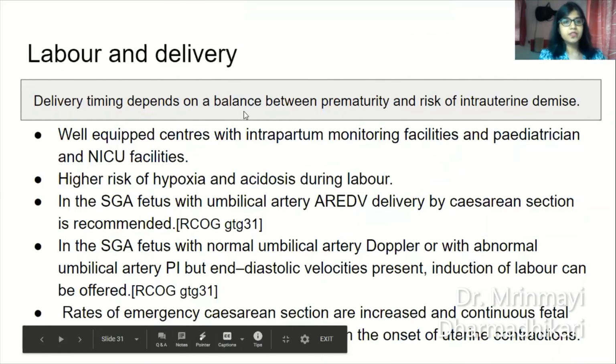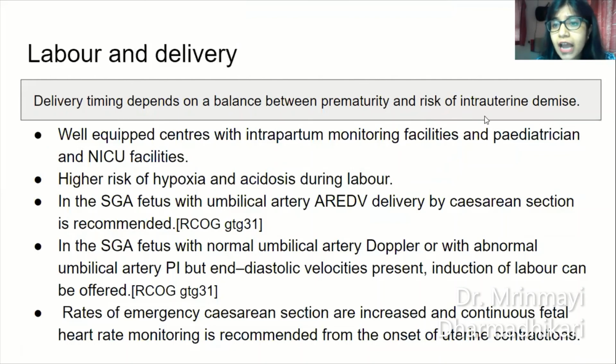Coming to labor and delivery, certain important salient features of labor and delivery. Delivery timing depends on a balance between prematurity and risk of intrauterine demise. Delivery should be conducted at well-equipped centers with intrapartum monitoring facilities and pediatrician and NICU facilities always available. These fetuses, that is IUGR fetuses, are at a higher risk of hypoxia and acidosis during labor. In small for gestational age fetuses with umbilical artery absent or reversed end diastolic flow, delivery should be by cesarean section as recommended by the Royal College of Obstetricians and Gynaecologists.